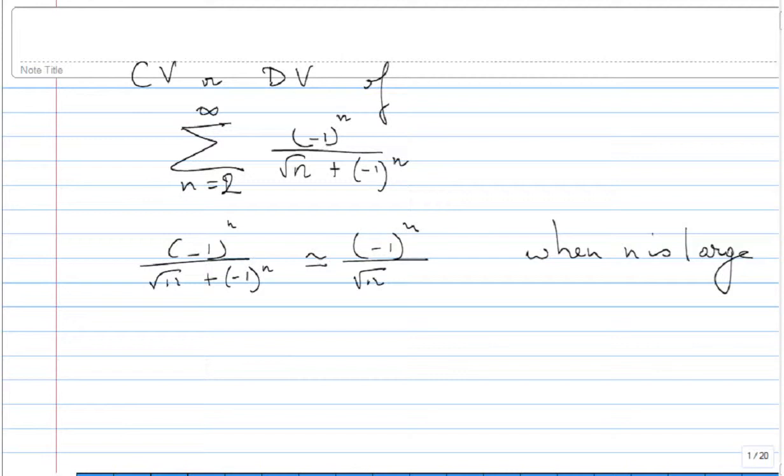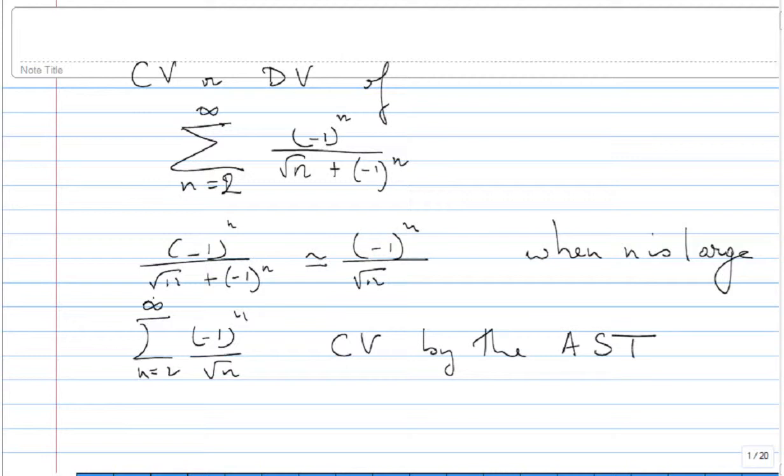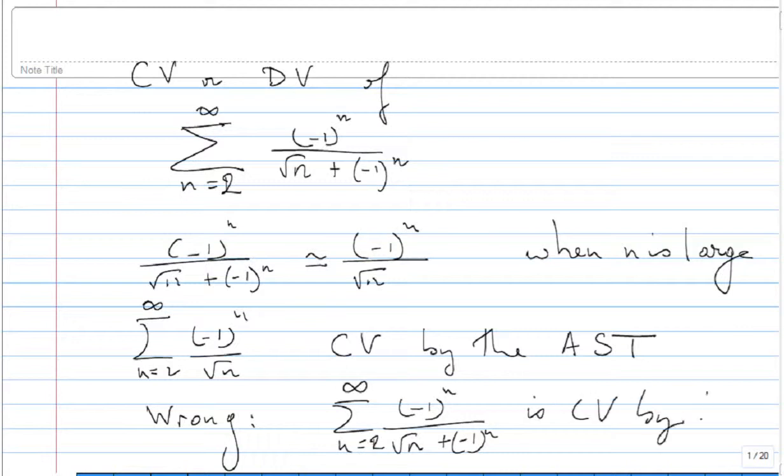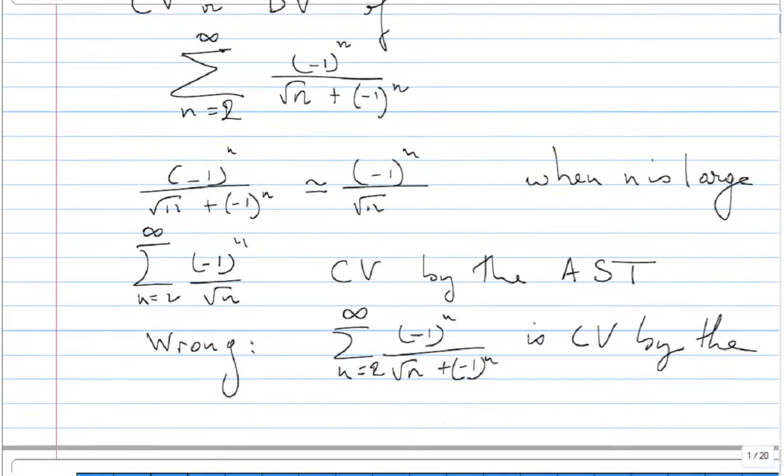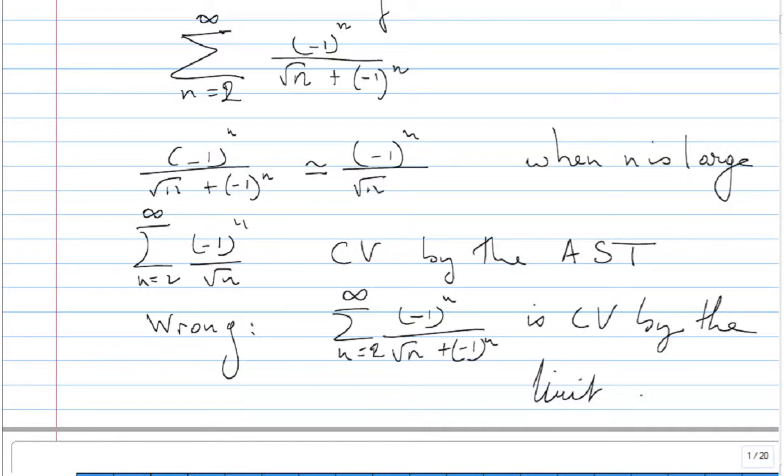Okay, and we know that the series (-1)^n over the square root of n is convergent by the alternating series test, AST. And therefore we would love to conclude, so this is the mistake, this is something that's wrong to do, is to claim that the sum of (-1)^n over the square root of n plus (-1)^n from 2 to infinity is convergent by the limit test. We would love to do that.